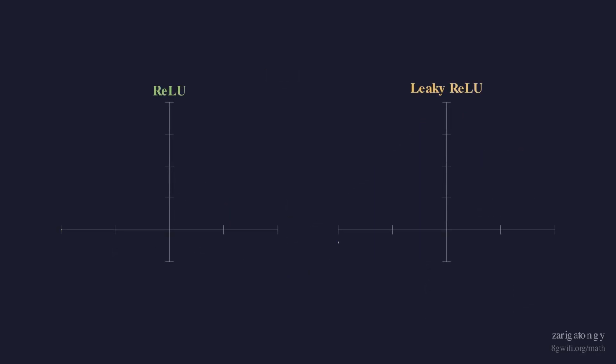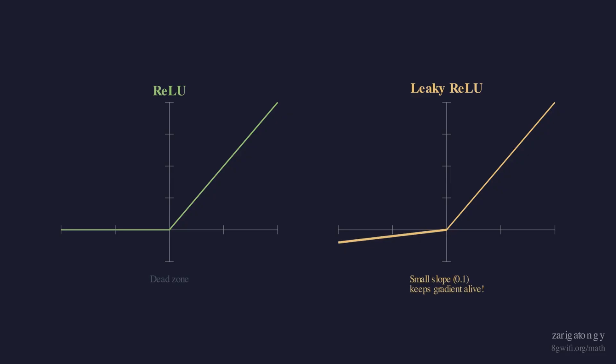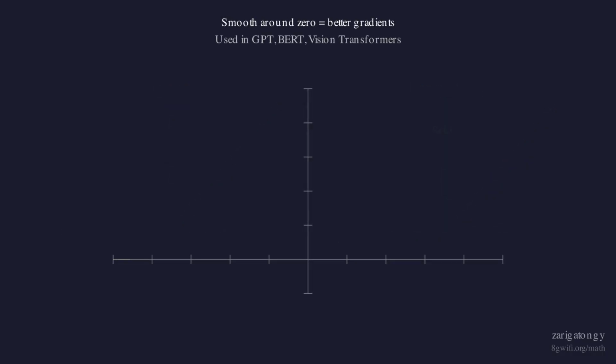Leaky ReLU fixes the dead neuron problem. Instead of 0 on the left, it has a small slope, usually 0.1. That tiny leak keeps the gradient alive. The neuron can always recover. No more permanent death. Modern networks use Swish and GELU.